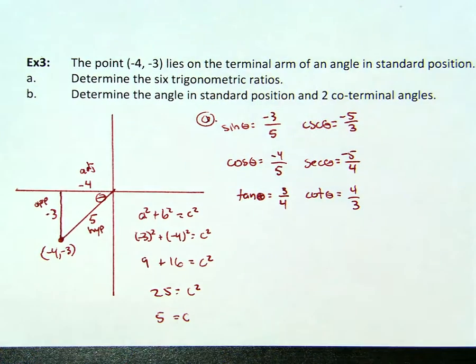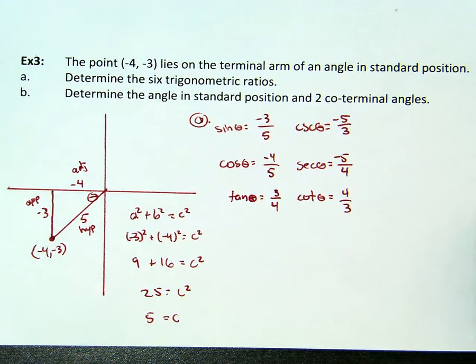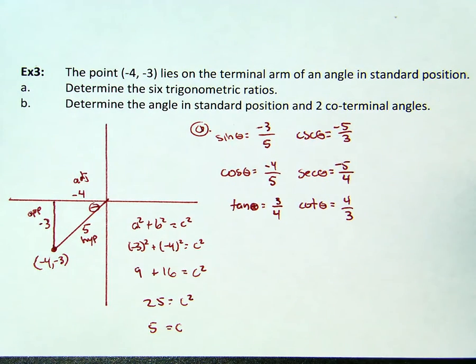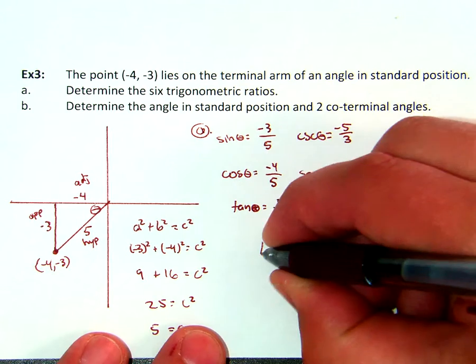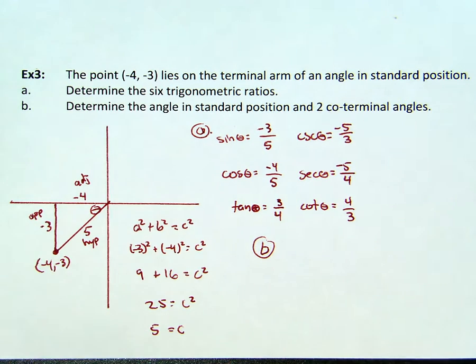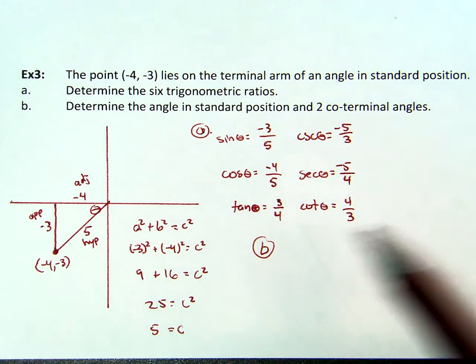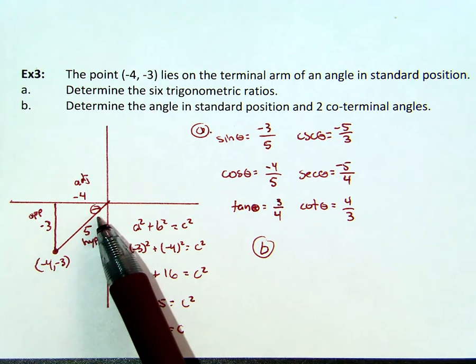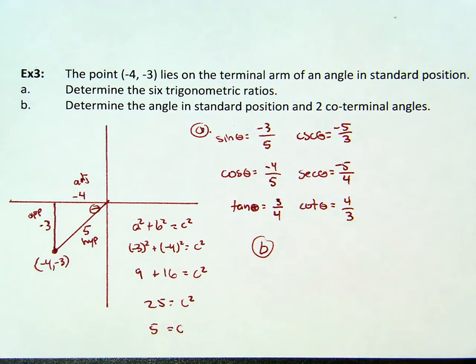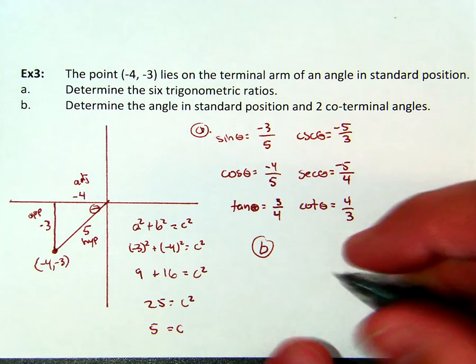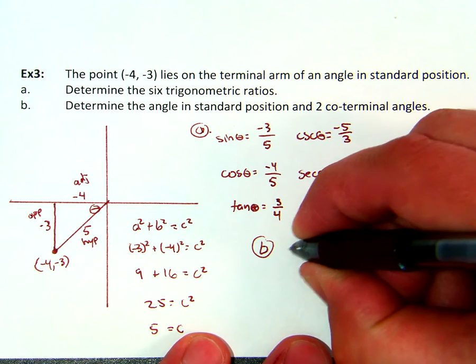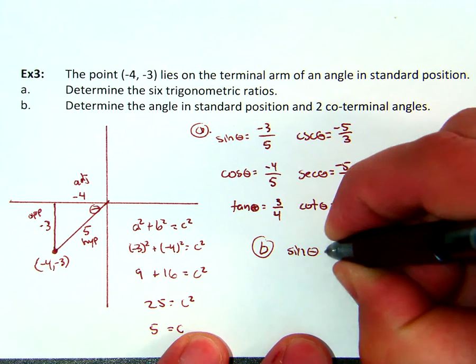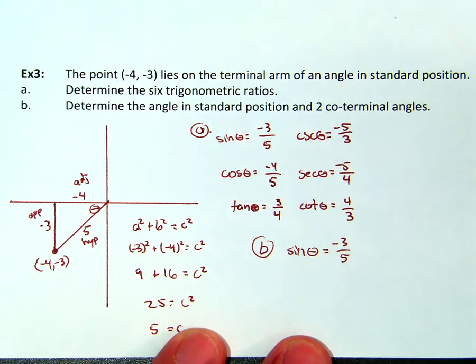For part B, I have to determine the angle in standard position and 2 coterminal angles. So standard position is not too bad. First thing I'm going to do is I'm going to choose one of these to tell me what that angle is. So my calculator is going to tell me always the reference angle. So I'm going to choose to use sine. So sine theta is equal to negative 3 over 5.